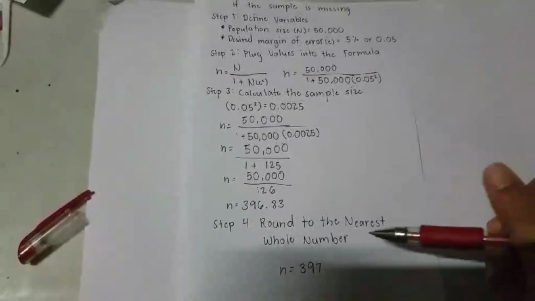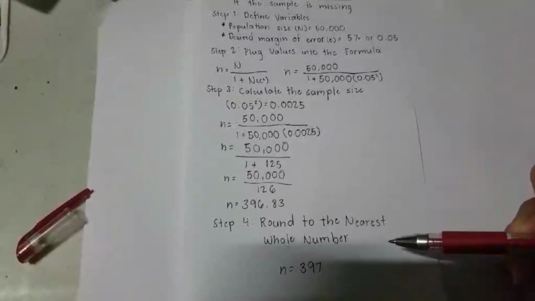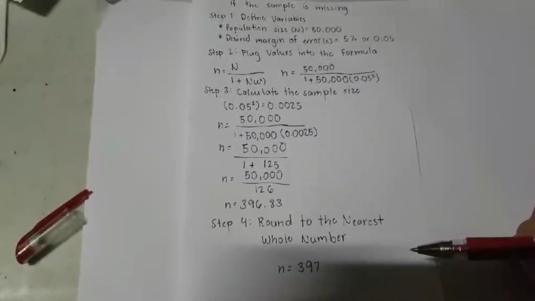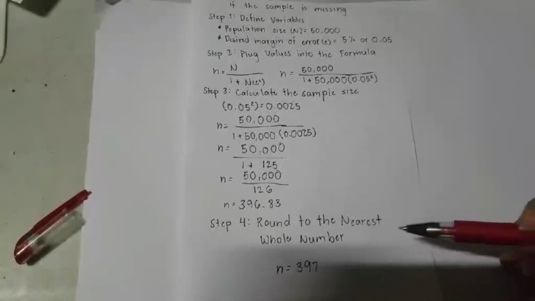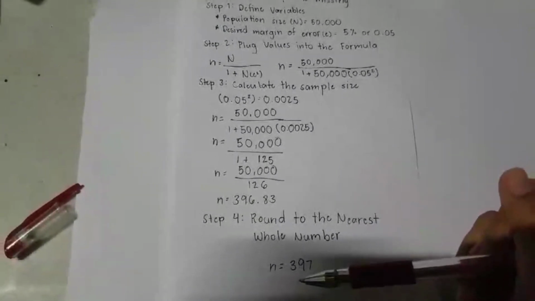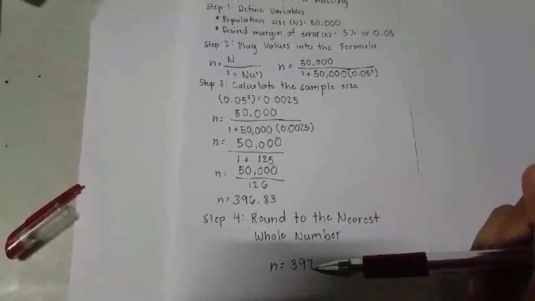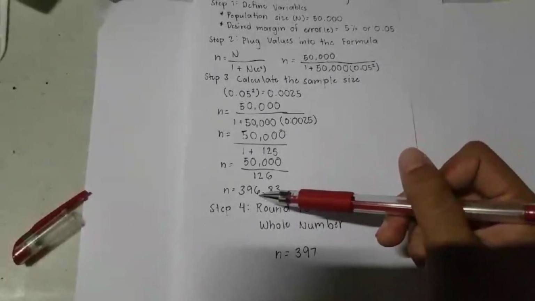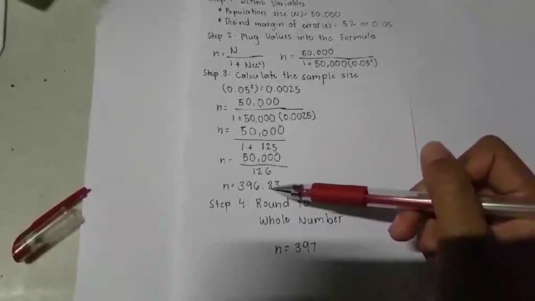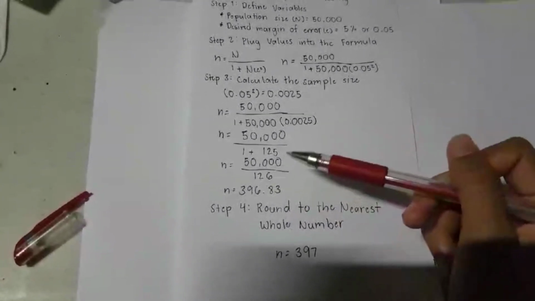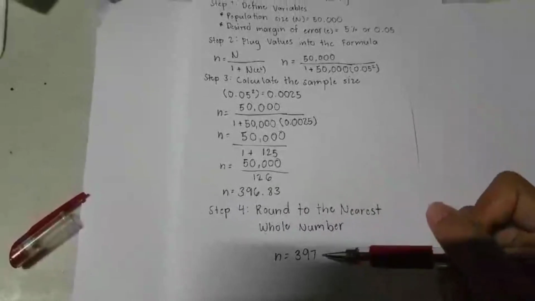Step 4. Round to the nearest whole number. Since sample size must be a whole number, round it to the nearest integer. So, ang makukuha po natin is 397 kasi po ni-round off po natin yung 6, dahil kasunod niya po ay 8. Kailangan niya pong mag-round up para maging whole number po siya.